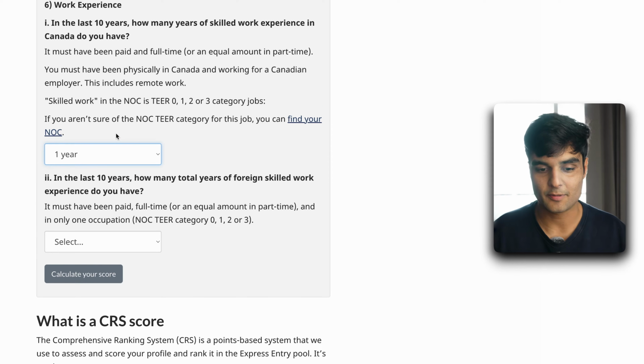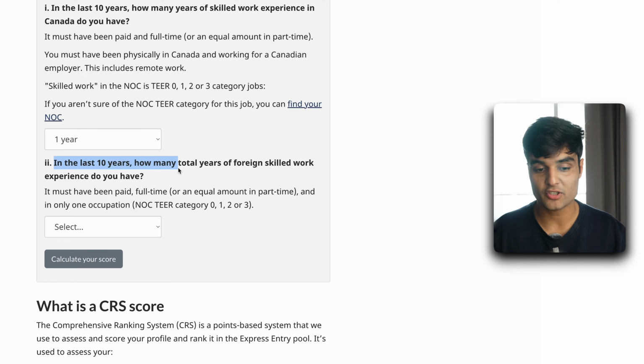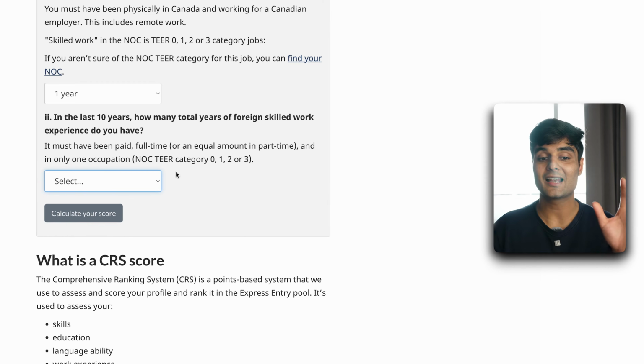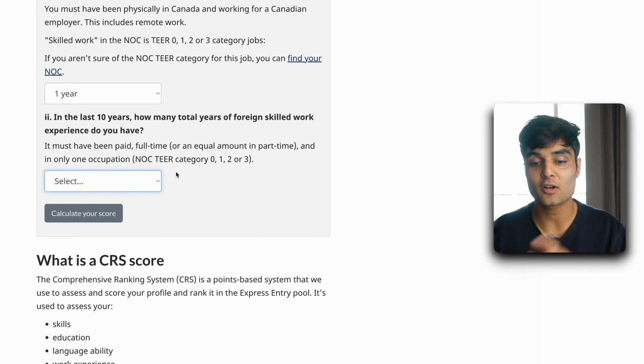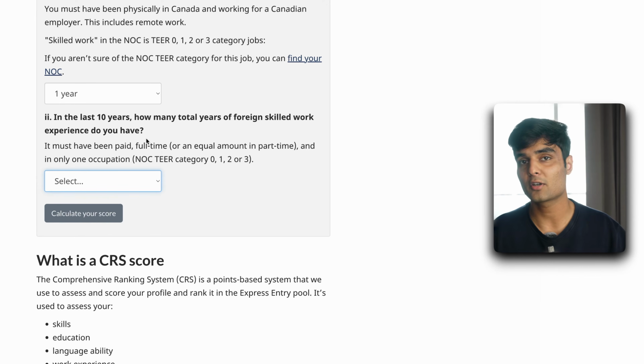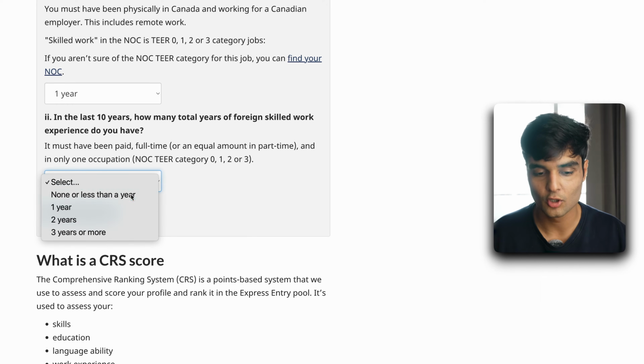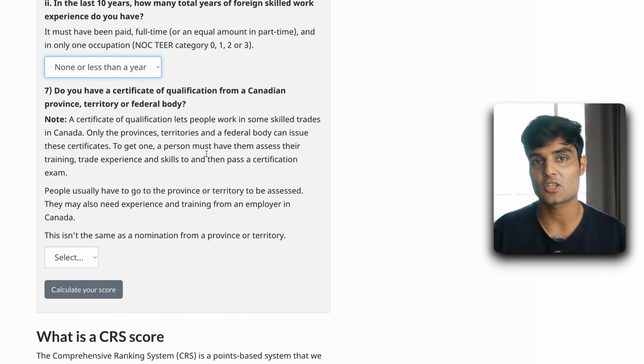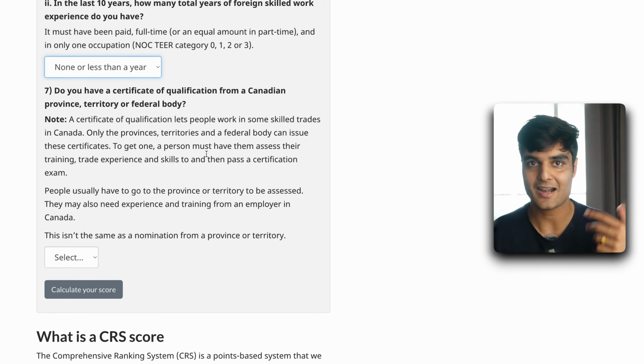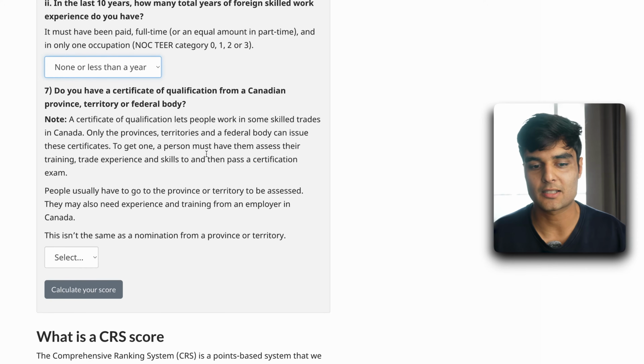In Canada. Now this is experience in Canada. And then question number 2 regarding work experience: in the last 10 years, how much total foreign skilled work experience do you have? Now if you're after 12th, obviously you won't have this, so you will be putting none or less than a year. Just like me, I never had any work experience from India because I came right after 12th and got experience in Canada and gave my French exam, and that's how I got my PR.